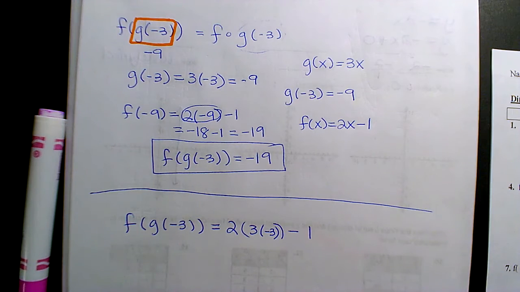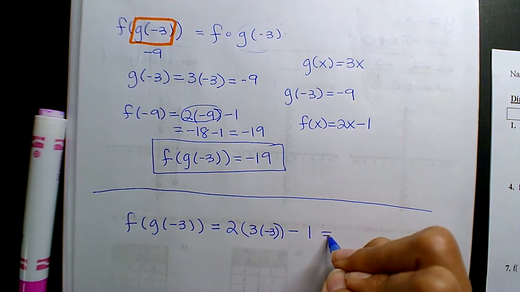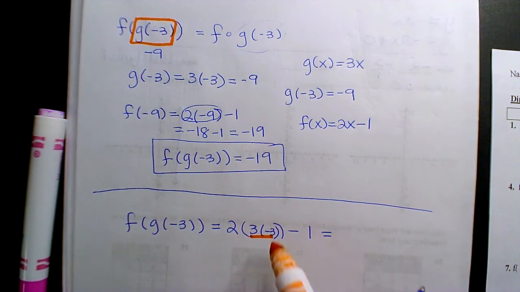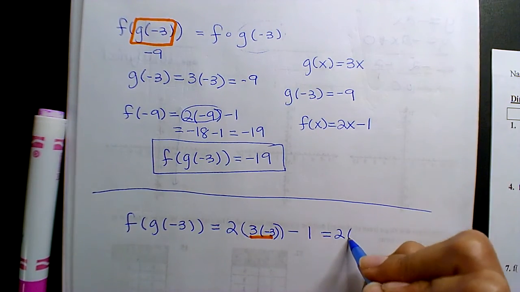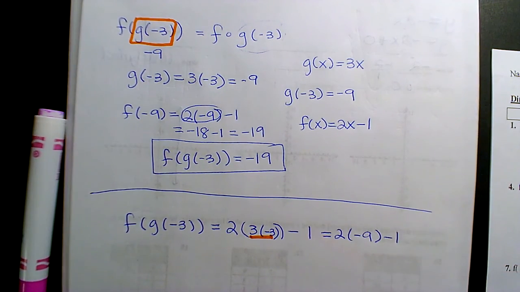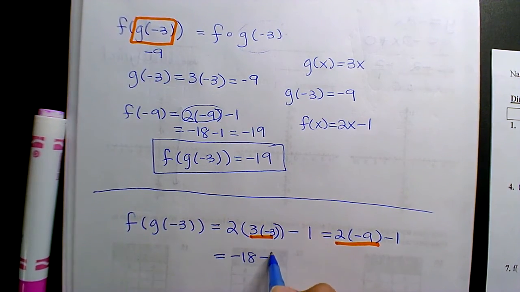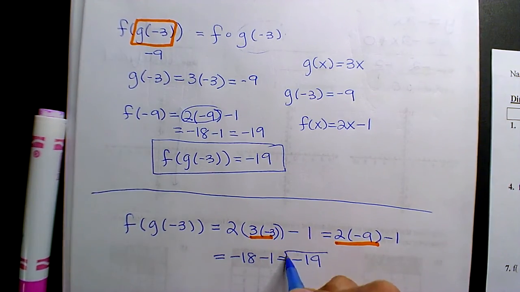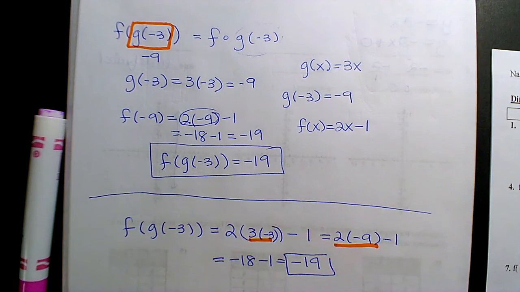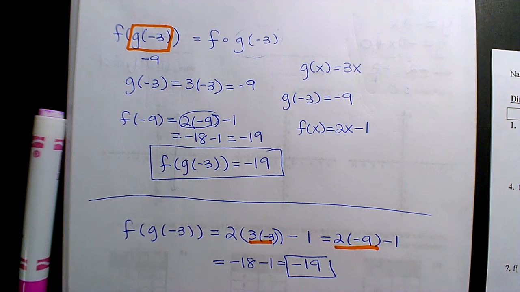You can do it in parts, or here, what is 3 times negative 3? Negative 9. What's 2 times negative 9? Negative 18, minus 1, negative 19. So I still got the exact same answer. Most students do it in parts, but it's up to you.